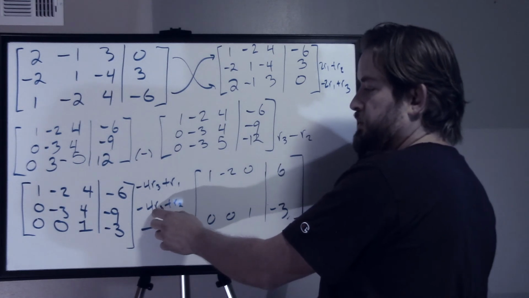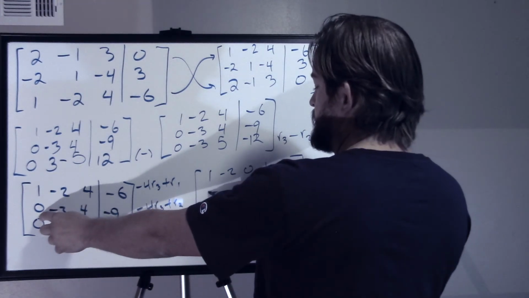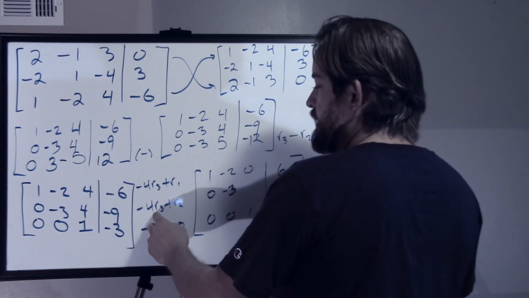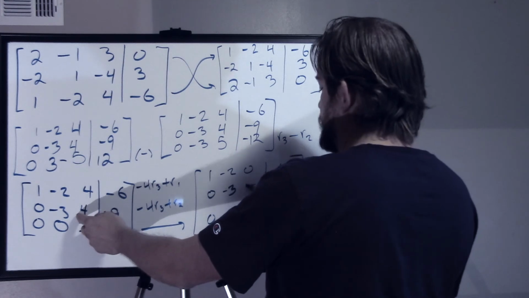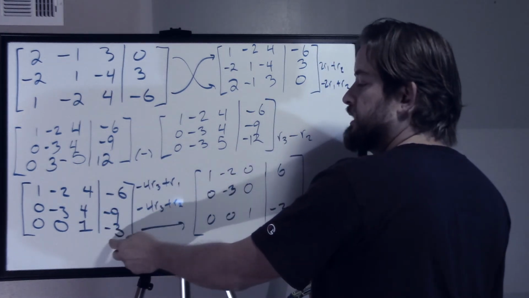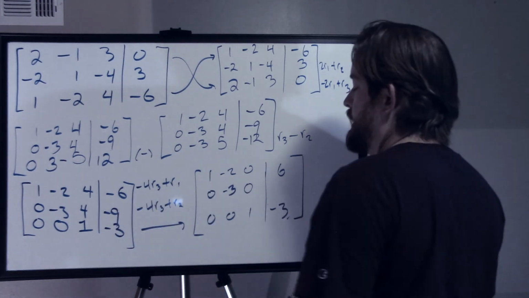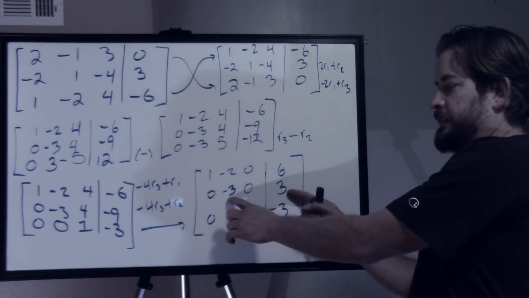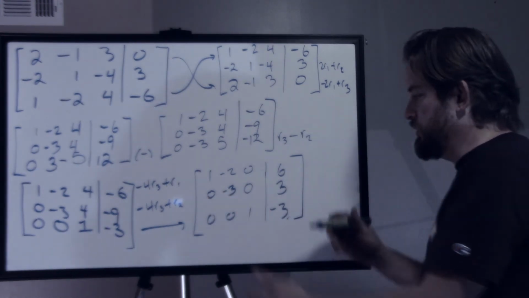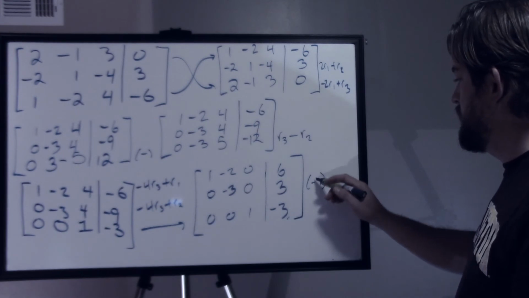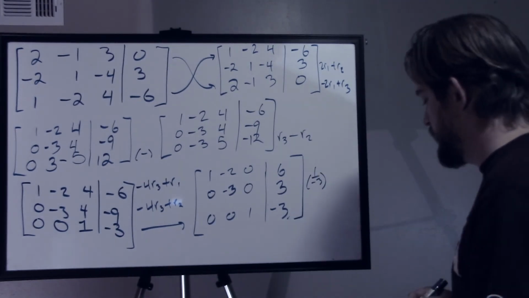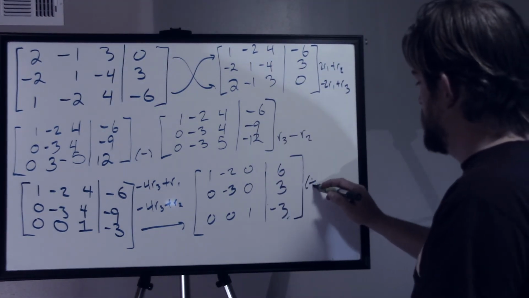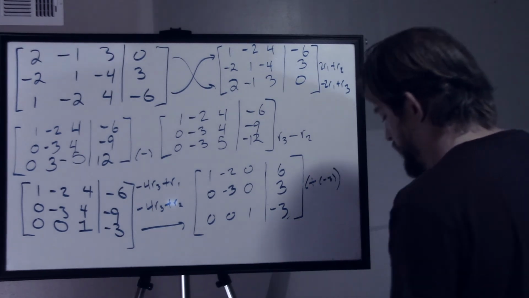-4 times row 3 plus row 2 is -4 times 0 is 0, plus 0 is 0. -4 times 0 is 0, plus -3 is -3. -4 times 1 is -4, plus 4 is 0. And then -4 times -3 is a positive 12, plus -9 is 3. And now it's easy to get this last one that we skipped, because all I have to do is divide this by -3. Or times it by 1 over -3. I'm going to divide it by -3.